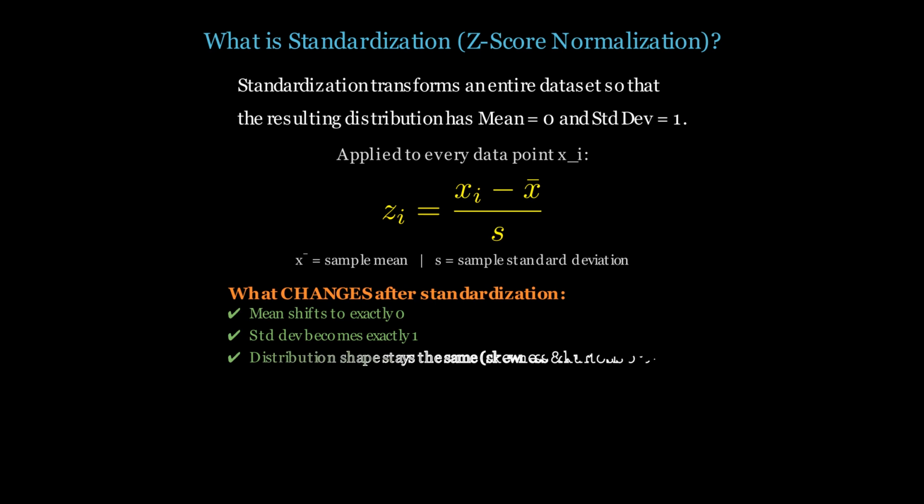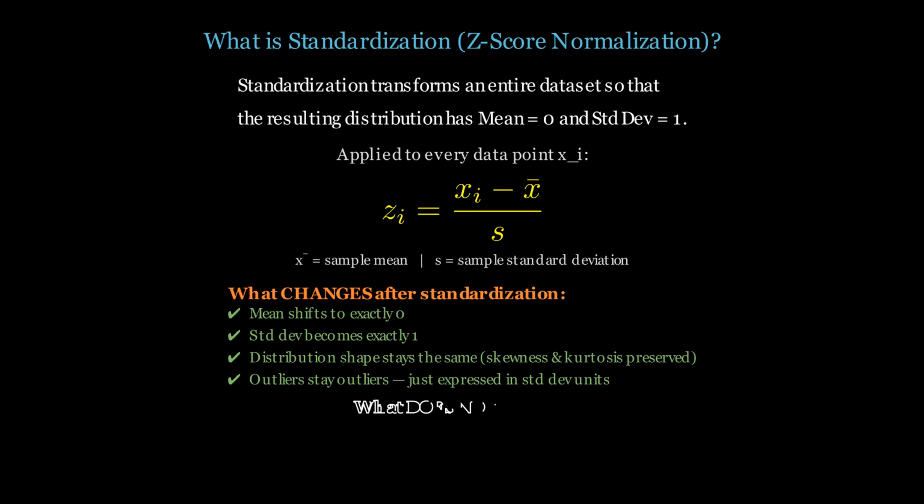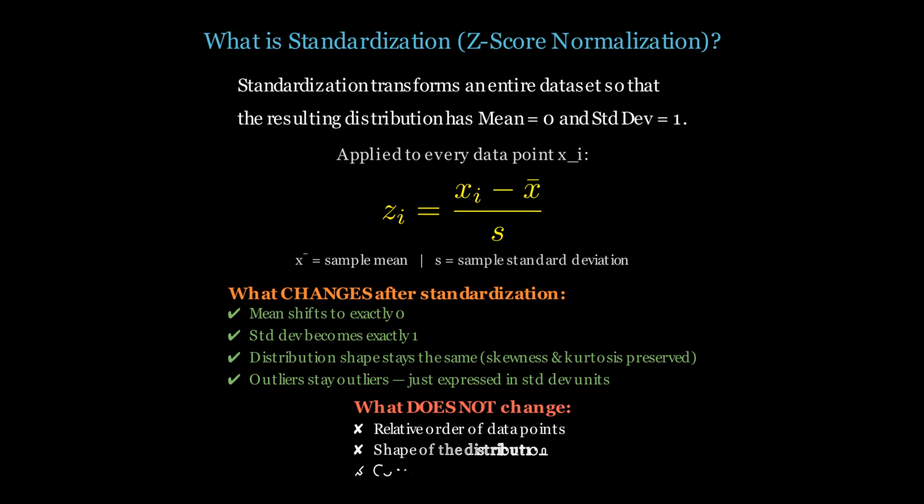Crucially, what does not change? The relative ordering of your data points stays the same. The shape of the distribution is perfectly preserved. If your original data was right-skewed, the standardized version is still right-skewed. Standardization never fixes skewness or kurtosis. It only recenters and rescales.